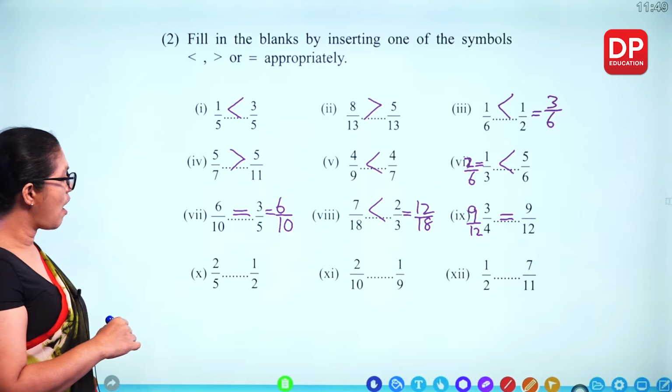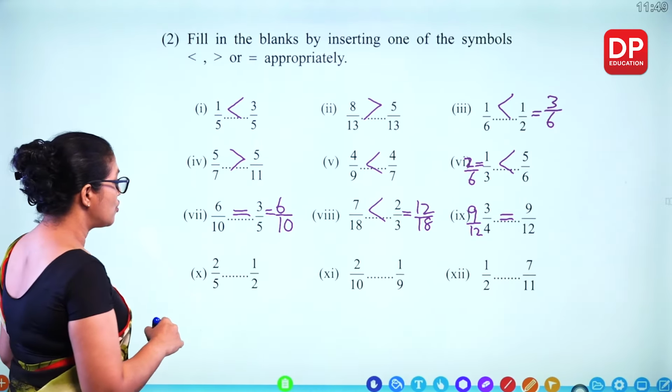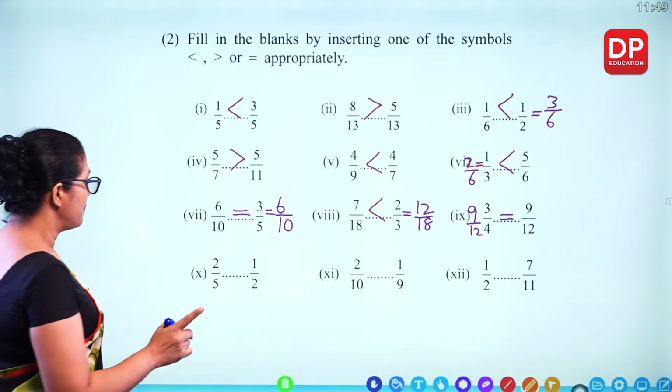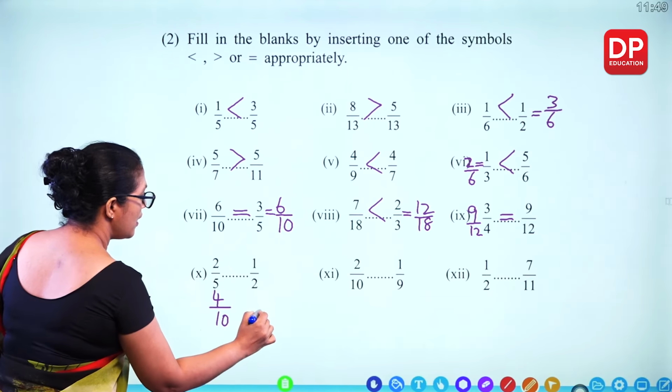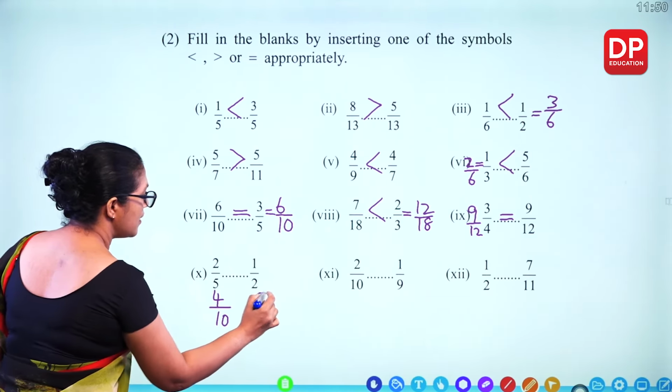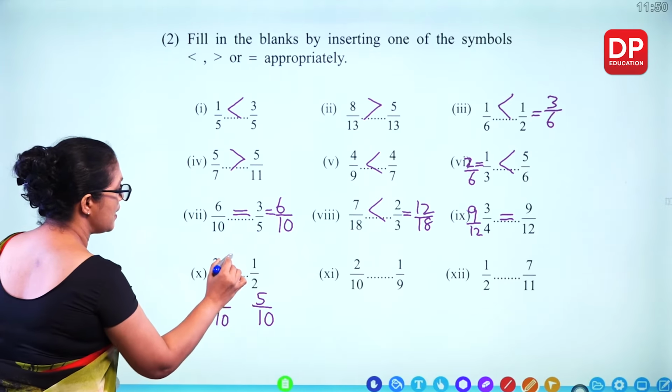2 over 5 and half. So convert both to the same denominator. That's 10. So 2 times 2, 4. Here 10 multiplied by 5. Now which one is bigger? 5 is bigger.